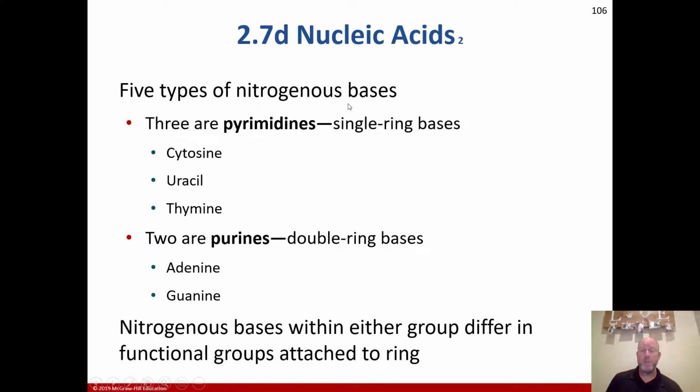There are 5 types of nitrogenous bases. Three are pyrimidines, basically single ring bases: cytosine, uracil, and thymine. Two are purines, double ring bases: adenine and guanine. Nitrogenous bases within either group differ in the functional groups attached to the ring.